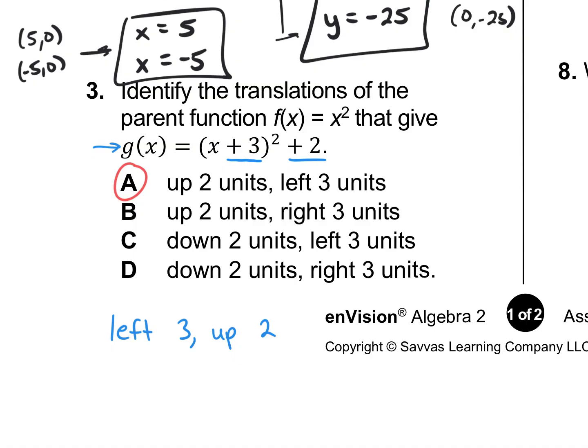Okay. What if I put a negative sign in front of here? What else would that do? It would flip it upside down, right? What does this graph look like, this parent function? It's a U, right? So if we flipped it upside down, it would look like this. Okay.